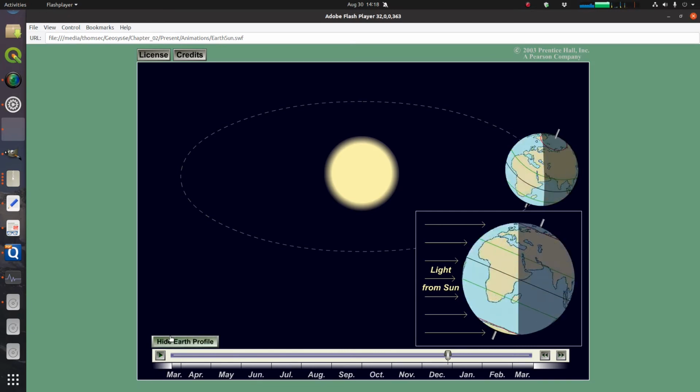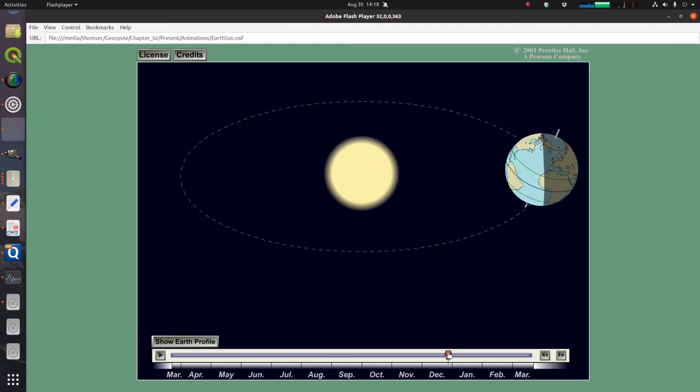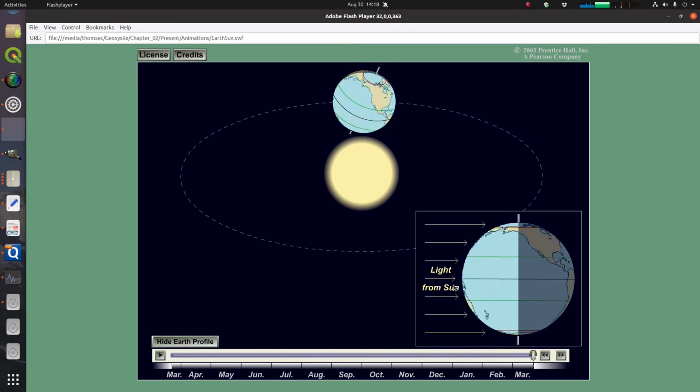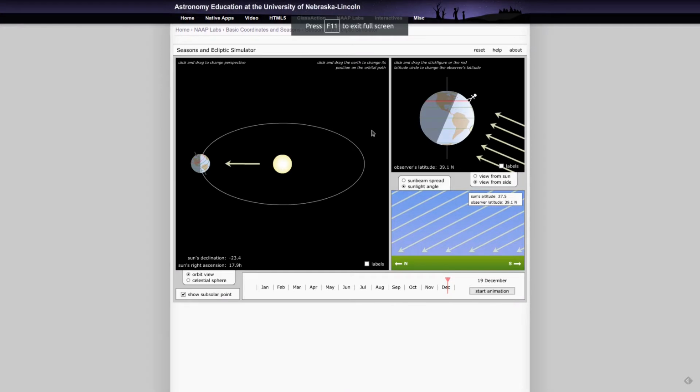And then as we move from the December solstice back to the March equinox, we're back to 12 hours of daylight. It's the equinox, the sun is at the equator, the subsolar point is at the equator, and everybody has equal hours of day and night.